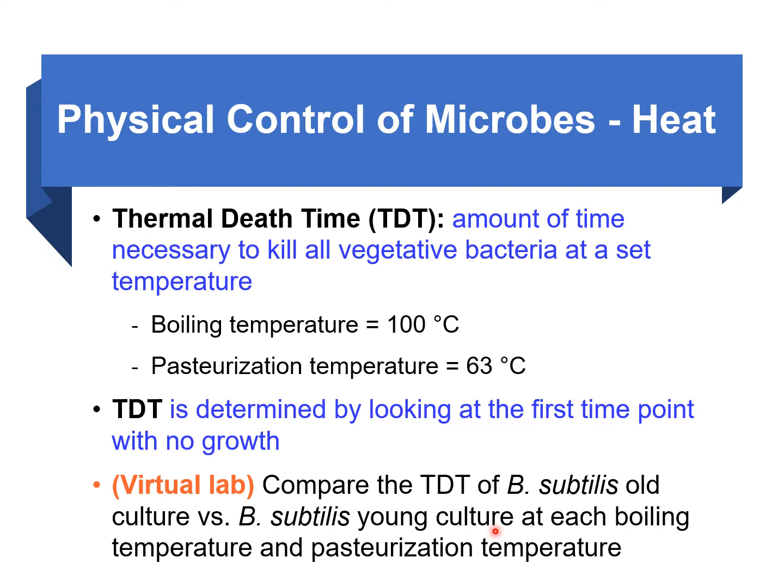And therefore, do you think there's going to be a difference in the thermal death time between an old culture that's producing endospores and a young culture that's not? Definitely you should be seeing a difference, right? The older one is going to take more time to kill, because now it has these endospores. So we'll take a look at that together. You're going to expose the old culture and the young culture to both pasteurization temperatures and boiling temperatures. And you're going to compare, again, which one is more effective and faster. Is it the boiling, or is it the pasteurization?